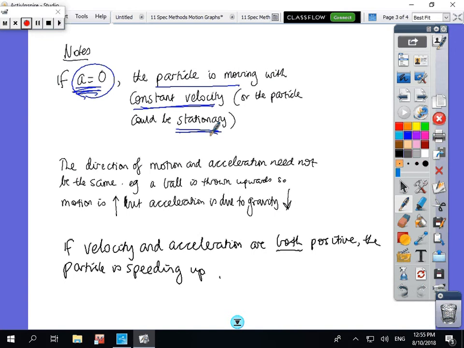The only other thing to mention is that the direction of motion and the acceleration don't have to be the same. For instance, if I throw a ball upwards, the motion is up, but the acceleration is due to gravity, and it's going down. But if velocity and acceleration are both positive, then you can say the particle is speeding up. We'll do that on motion graphs later on.